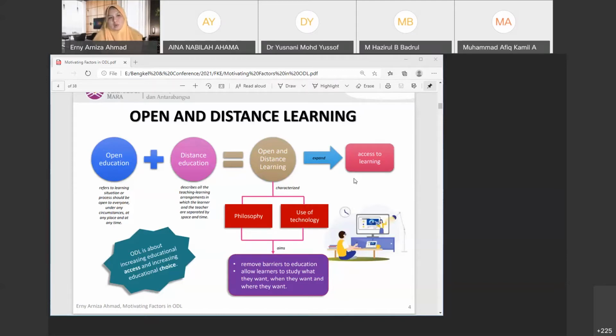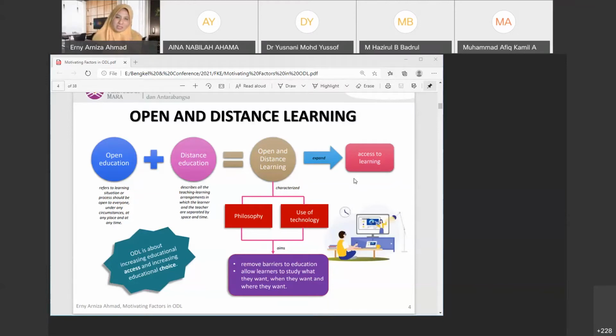So basically, kalau open education ni pembelajaran secara terbuka. Kalau ODL dalam bahasa Melayu ni kita kata pembelajaran secara terbuka dan jarak jauh. Right. So kenapa dia terbuka? Why is it open? Because it's open to everyone. Open at any time, open at any place, and you can learn anyhow. So that is the concept of open education.